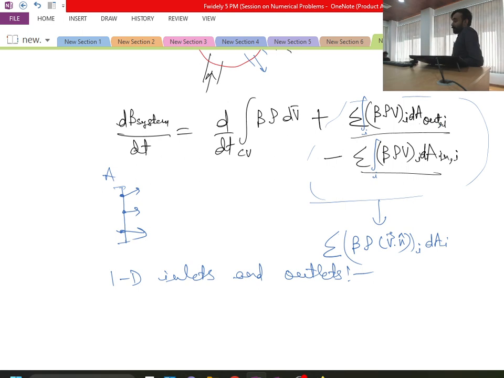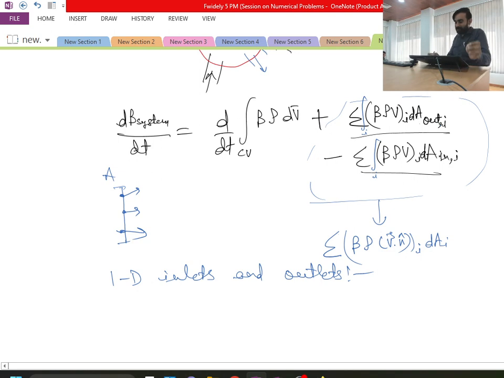So now what is the meaning of 1D inlet and outlet? We do all our thermodynamic analysis assuming 1D inlets and outlets. You might have studied the steady flow energy equation. What we are considering at any ith inlet is that velocity is Vi, and that is nothing but the average velocity over each and every portion of the area.